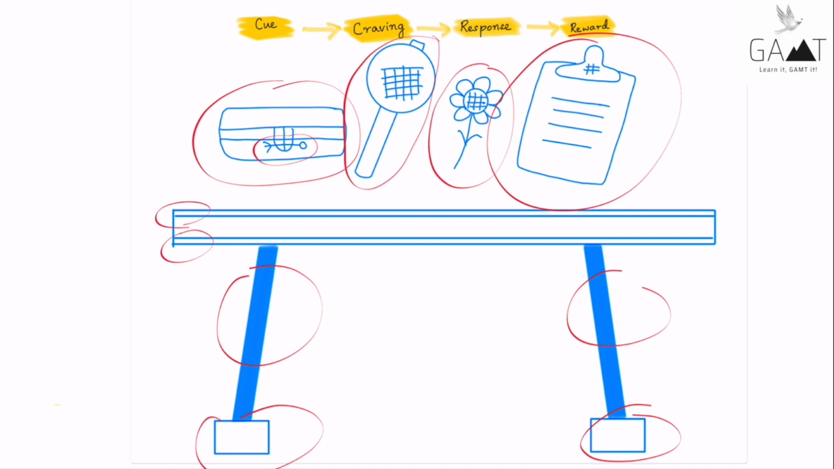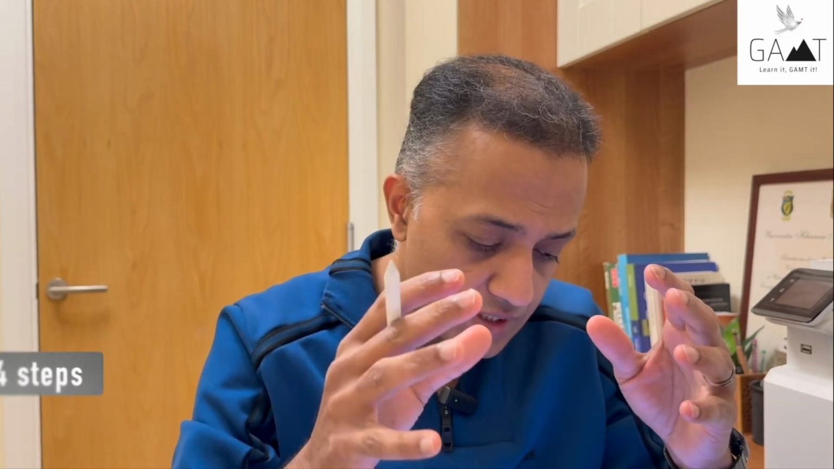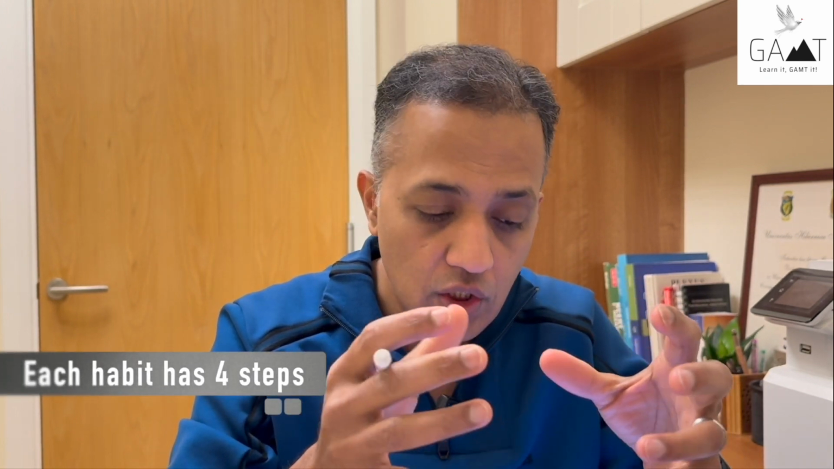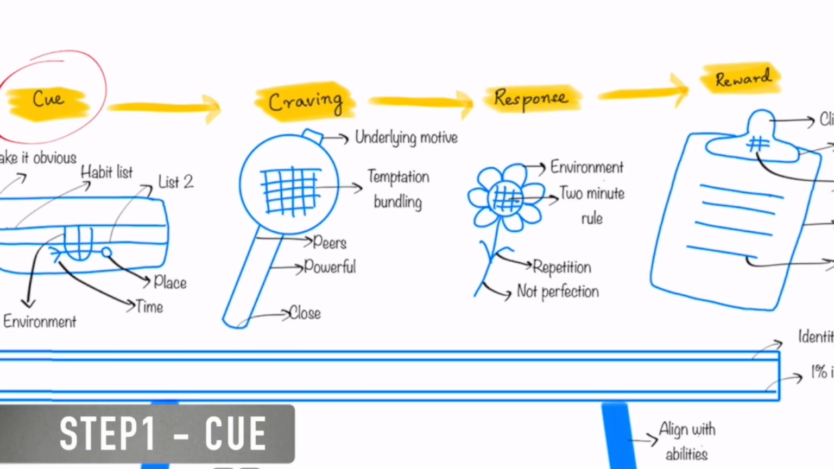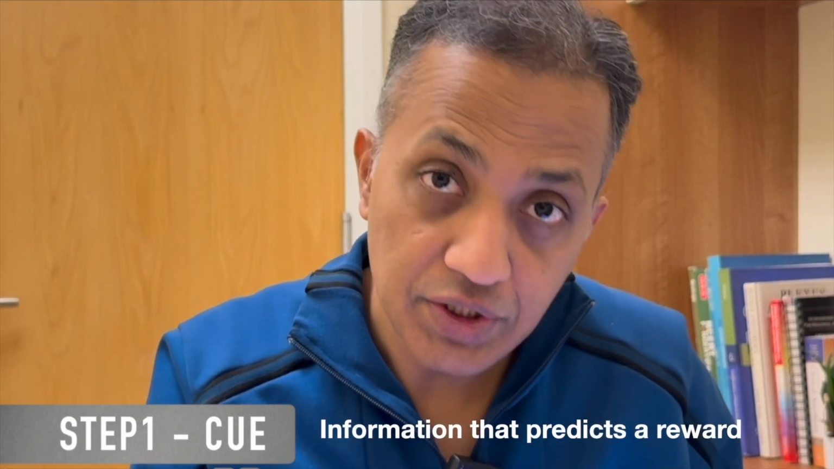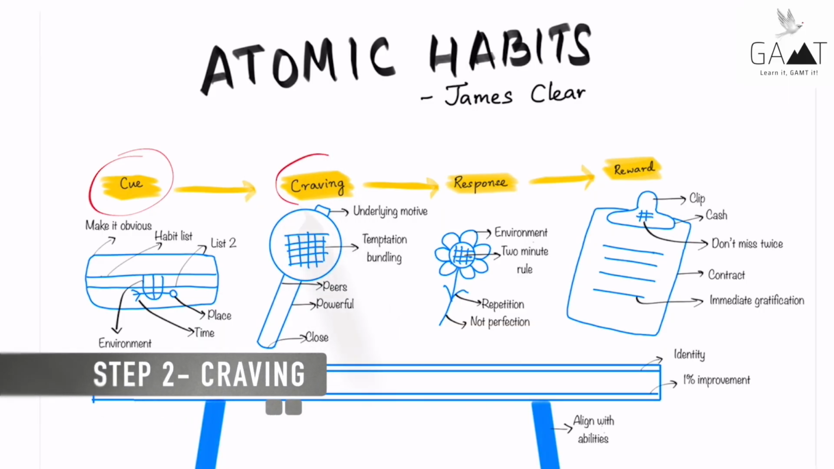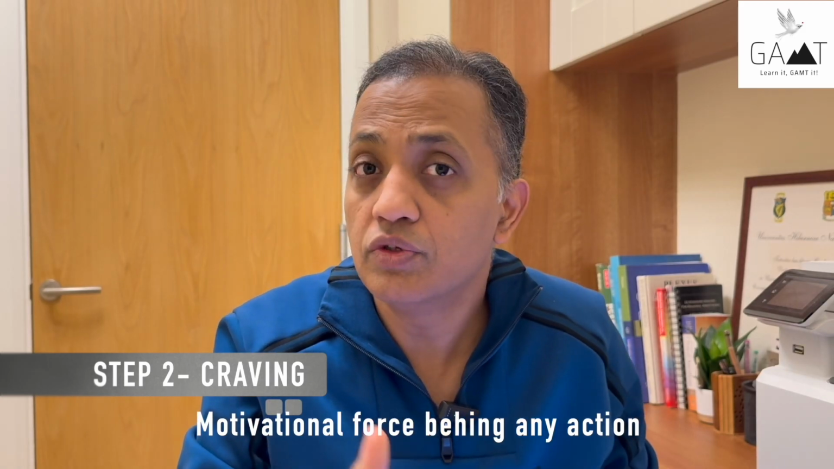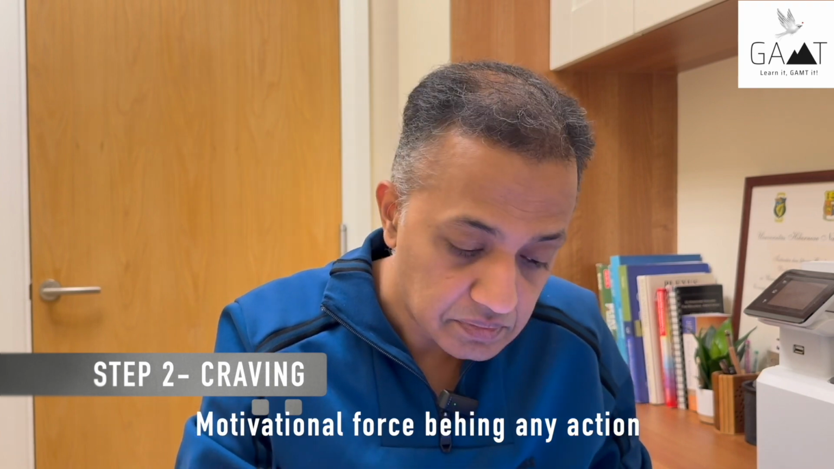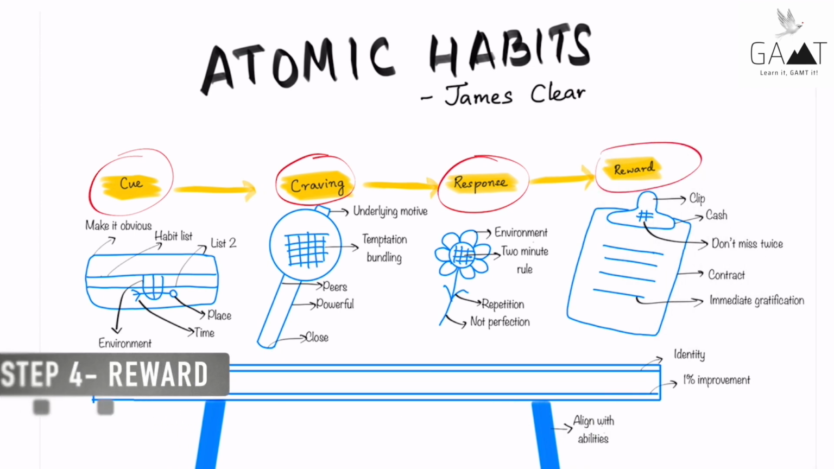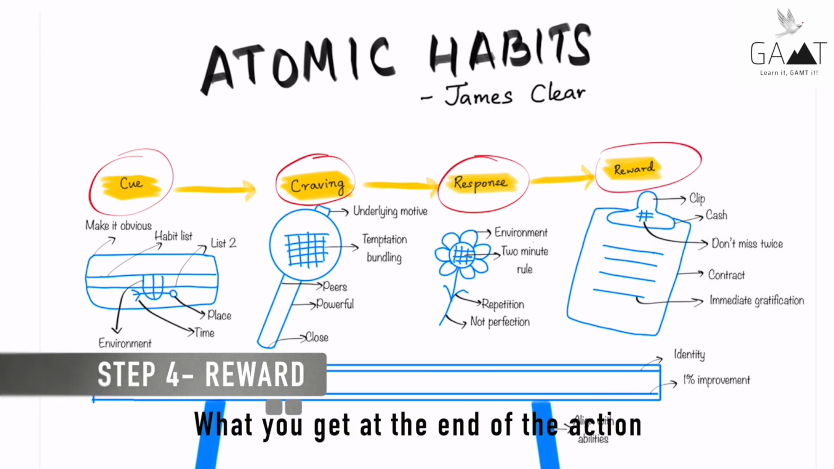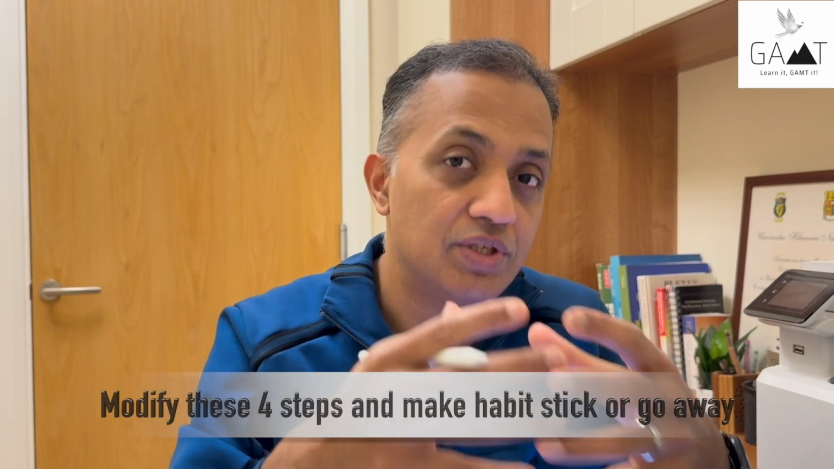If you're able to remember this, you'll remember all the steps that you need to take to generate a new habit. When James talks about habit, he says habit is formed in 4 steps. The first step is what he calls cue. The cue is any piece of information that predicts a reward. Craving, the next one, is the motivational force behind any action. Response is the action you perform in relation to the craving, and the reward is what you get at the end of the habit.